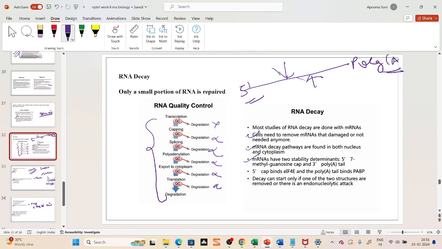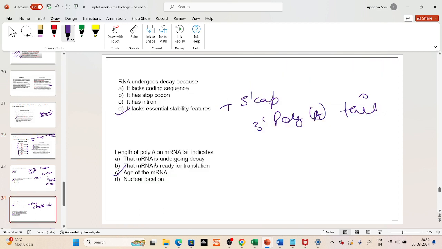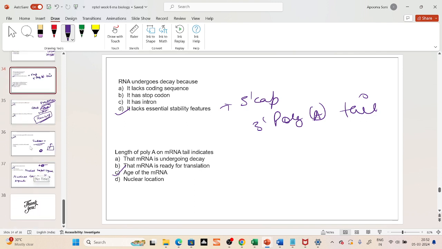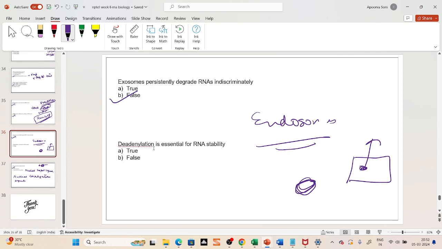Anyways, as we were discussing, there are two determinants for mRNA stability. First one is your 5' capping, and the other one is poly A tailing. If any of them is not there, then that RNA is marked for RNA decay. So here the question is asking whether deadenylation is essential for RNA stability. No, it is not essential, because the poly A tail is needed. Poly A tail and 5' cap are the things which are needed for the stability of mRNA.